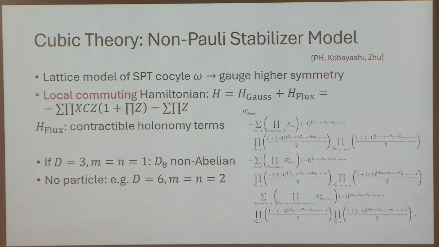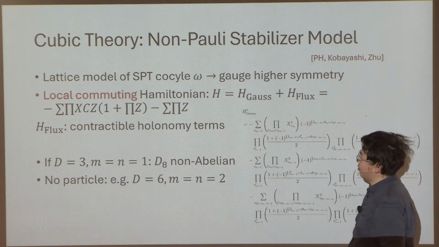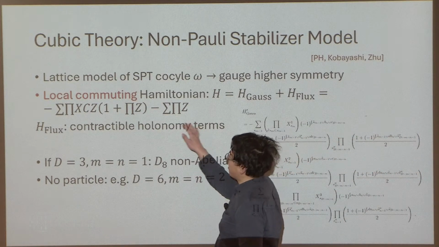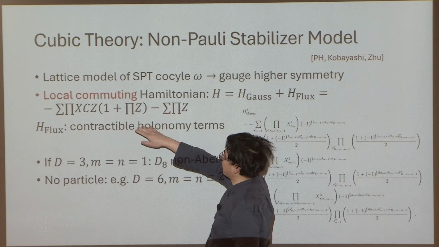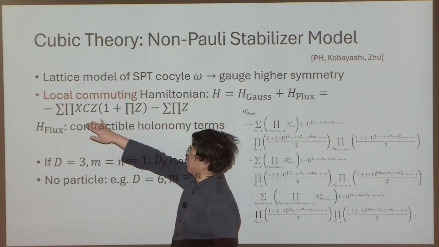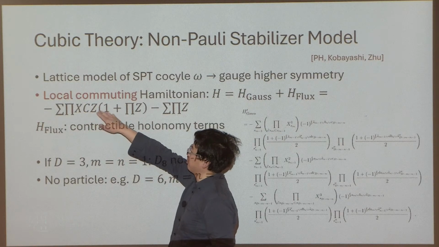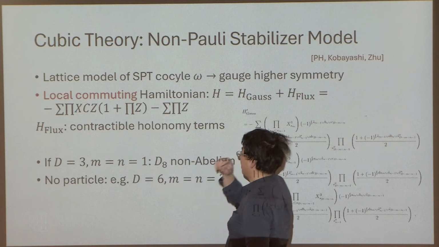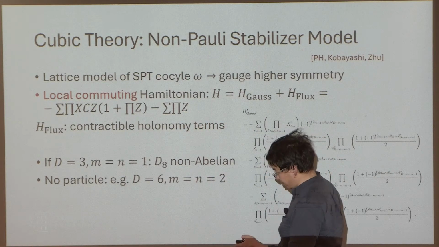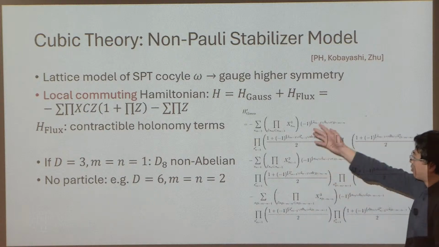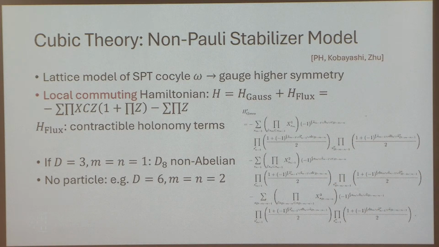The resulting model is very similar to the one I showed earlier. This is not a standard stabilizer code, but a non-Pauli stabilizer code. The stabilizers are part X, and there's also part CZ, and there's also some flux projector, and another set of stabilizers are part Z. So that's the form of the Hamiltonian, and there's a very concrete way to write it down. It might be hard to see on this projector, but maybe you can look at the screen if you're interested.